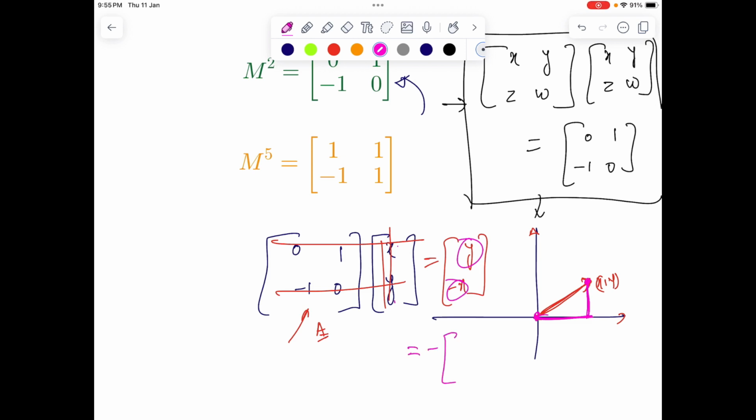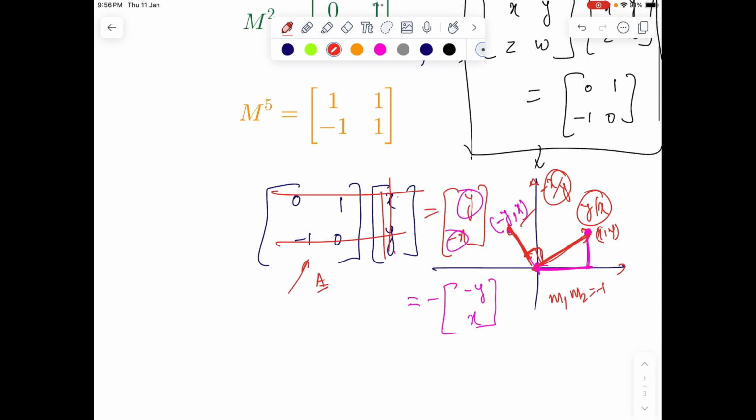So what I mean, if I take 1 comma 2, it will go to 2 comma minus 1. Okay, I can take minus common and it will become minus y comma x. Now there's something easy to visualize, because where will be minus y comma x? Let's say somewhere this point is. Now clearly you can see the slope of this line is y by x, and the slope of this line is minus x by y. So the product of slope is going to be minus 1. m1 m2 is minus 1. And that's a surprising result.